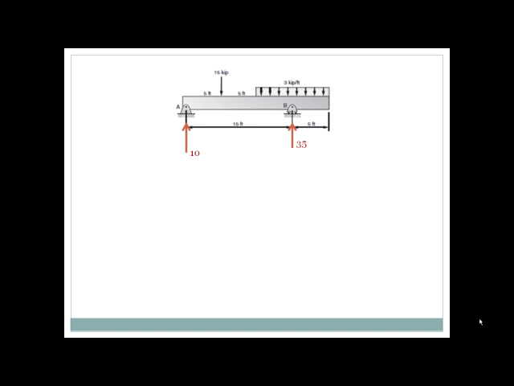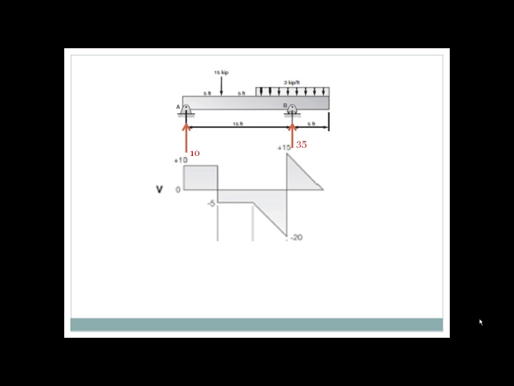Those reactions would be 10 kips at A, 35 kips at B. After that, we can construct the shear diagram by simply summing the forces across the beam. The shear diagram will look like this. Again, 10 kips for the left-hand reaction up. Nothing occurs until you get to the 15 kip load down, which brings you down to -5.